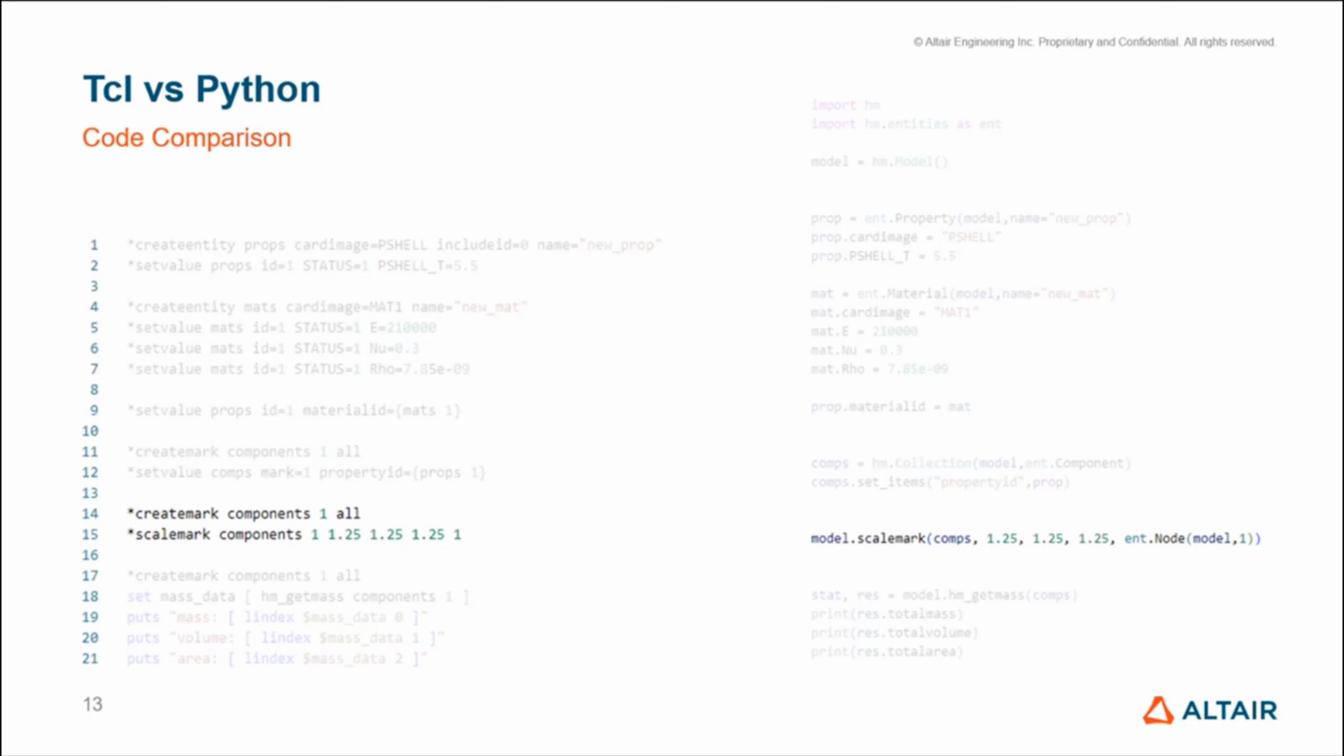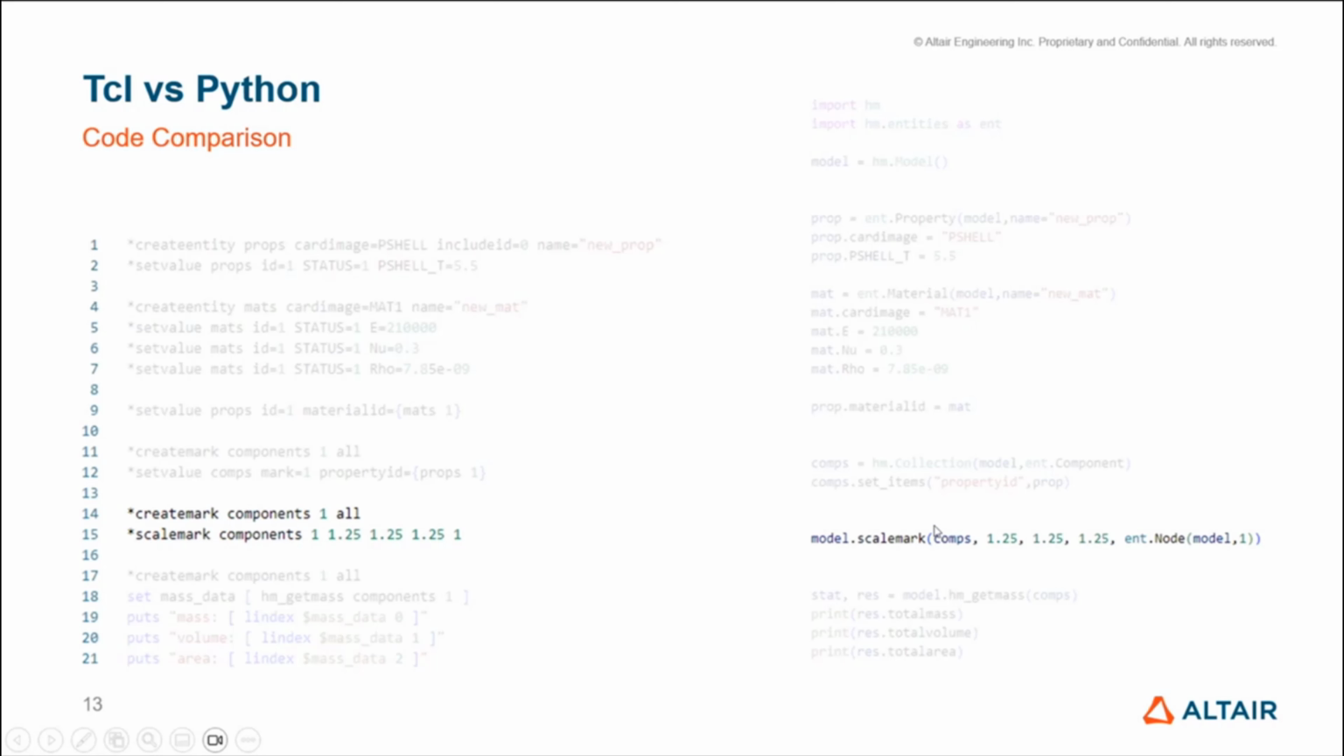Next step, scaling the components. Again, very similar to DCL in this sense, because we follow the same core functions. They expose the same core functionality. So we're scaling components by 1.25. The obvious advantage here is that I don't have to recreate the mark. I simply refer to the previously created collection object.